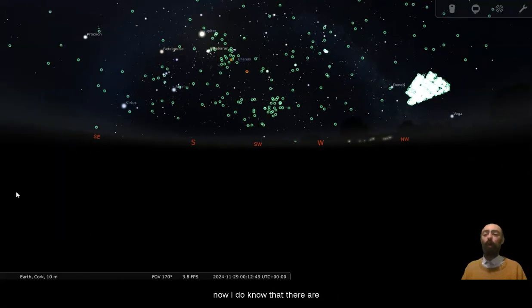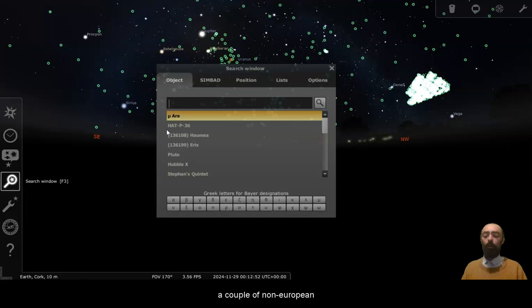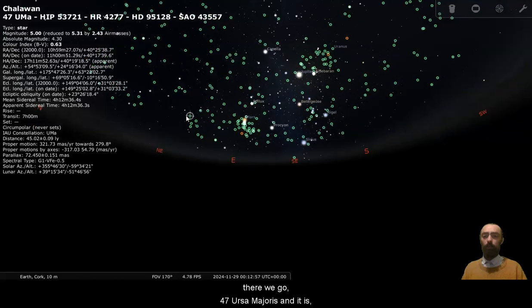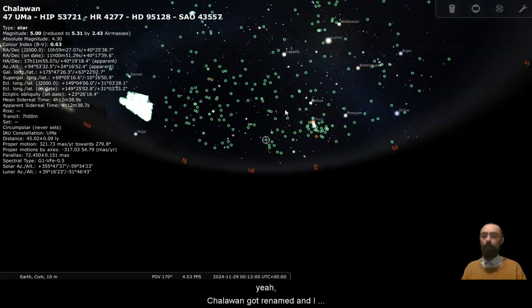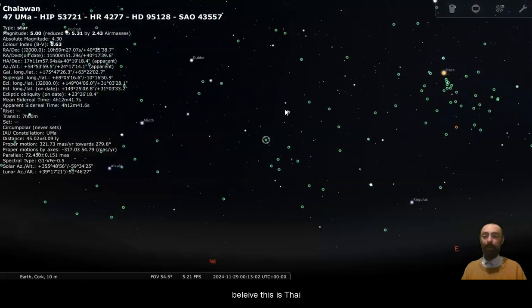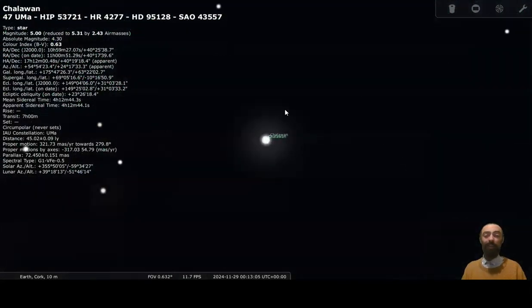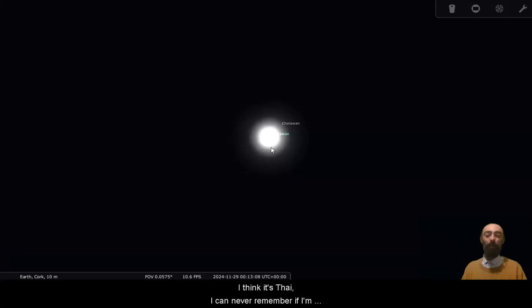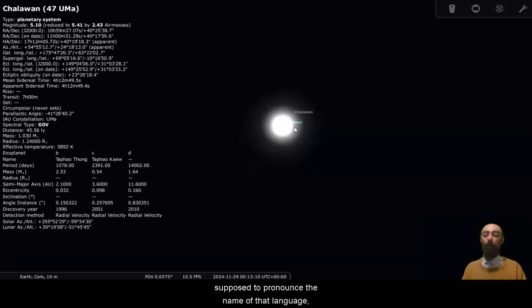Now, I do know that there are a couple of non-European ones. There we go. 47 Ursae Majoris. Chalawan got renamed. And I believe this is Thai. I think it's Thai. I can never remember how I'm supposed to pronounce the name of that language. There we go. A couple of these, this planet only discovered in 2010 doesn't seem to have gotten a name. That's fair. But these are, I'm not going to try to pronounce them. I'm not confident enough. But these are Thai names from Thai mythology. So this is something that's at least not European.